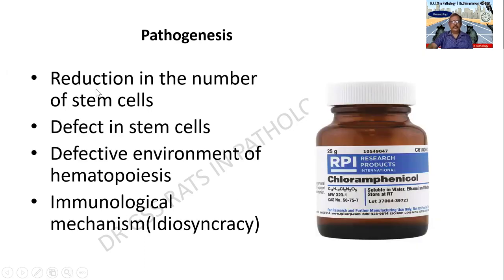What is the pathogenesis? There is a reduction in the number of stem cells, or there can be a defect in the stem cells, a defective environment in hematopoiesis, or it can be immunological also. Fundamentally, many people think it is a stem cell disorder, but sometimes there can be an external destruction also. So we shall see.